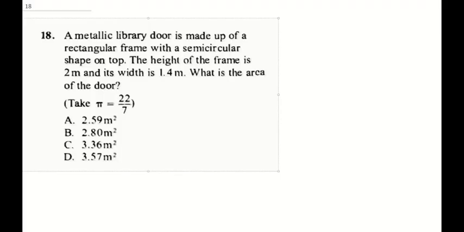Question 18 says, a metallic library door is made up of a rectangular frame with a semicircular shape on top. The height of the frame is 2 meters and this width is 1.4 meters. What is the area of the door?